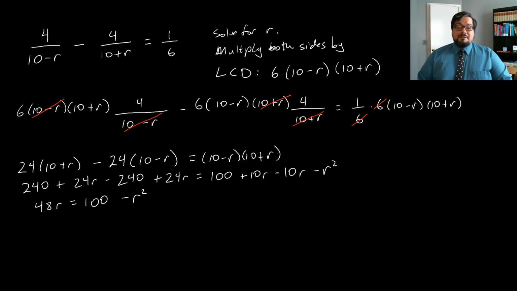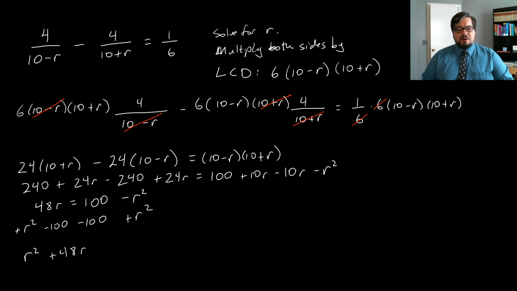So we've simplified everything down to just a quadratic equation. Now we want to get it into standard form. So we want to get the r squared and the 100 and the 48r all on one side of the equation. In order to make the coefficient of r squared positive, I'm going to go ahead and add r squared to both sides and subtract 100 from both sides, in order to get r squared plus 48r minus 100 equals 0 as the equation I'm looking at.